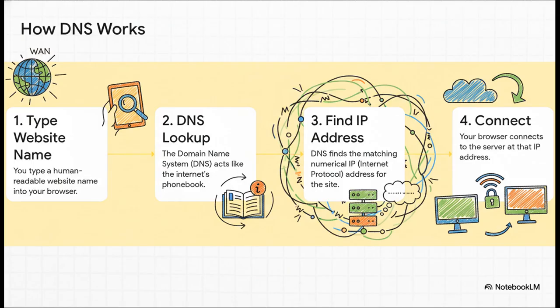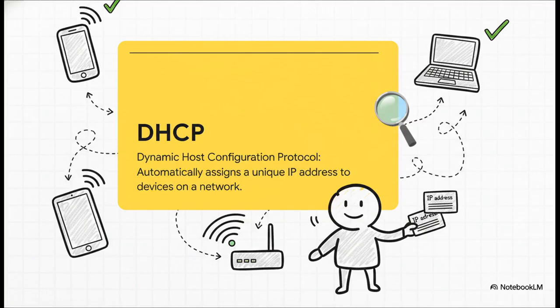So, how do we navigate that giant WAN? Well, when you type in a website address, a system called DNS, the domain name system, kicks in. It's basically the internet's phone book. It instantly translates that human-friendly name, like google.com, into a numerical IP address that computers use to find each other. And all of this happens in the blink of an eye. It's pretty amazing.